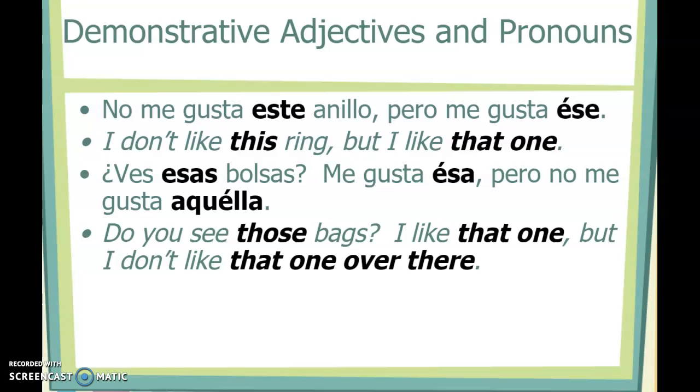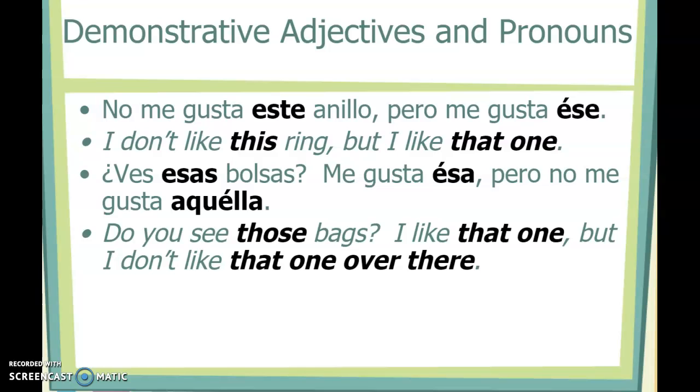No me gusta este anillo, pero me gusta ese. In this example, este comes right before anillo, so it is the demonstrative adjective. But here, ese is not followed by a noun, has the accent mark, so you know it's the pronoun. I don't like this ring, but I like that one.